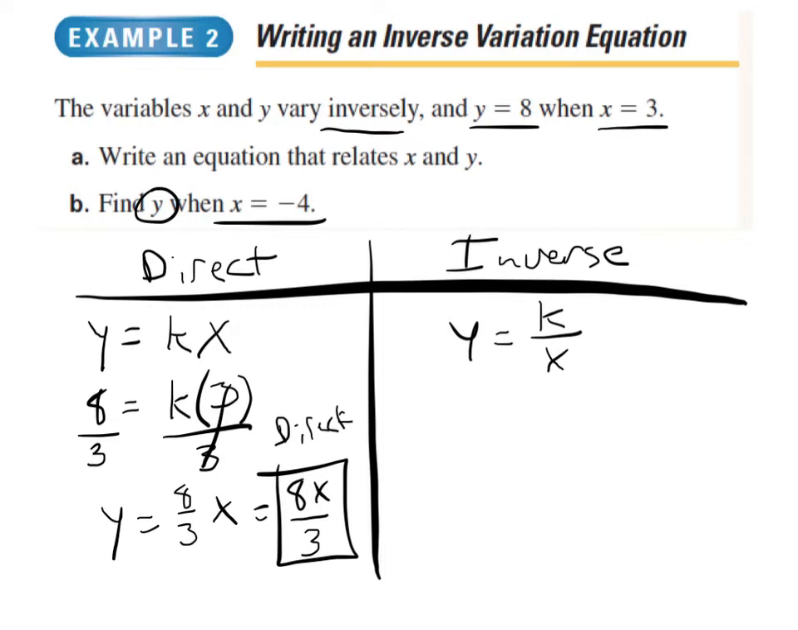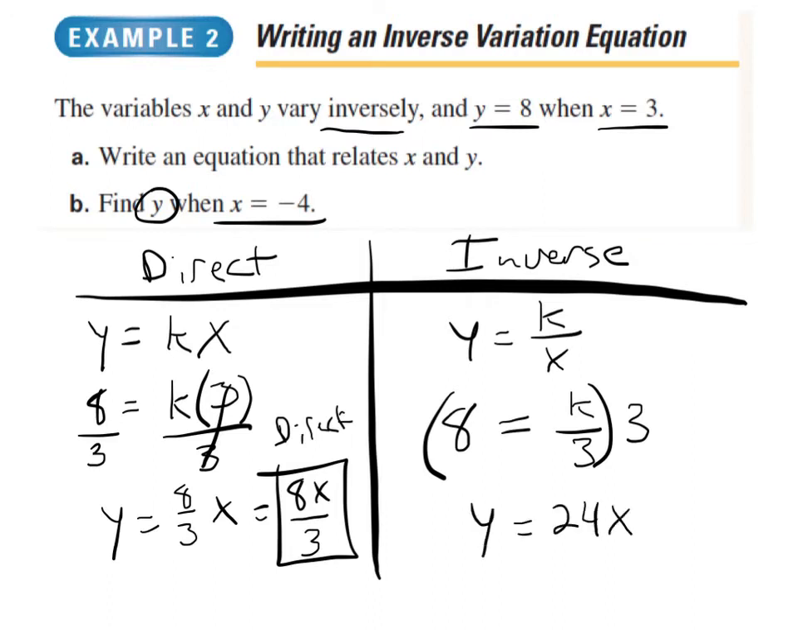Whereas with inverse, we end up with a different scenario. We would say, alright, well, 8 equals k over 3. And in order to solve for k, we just multiply both sides by 3, and then y equals 24 over x, because k equaled 24. So all you do is you really take this guy and you plug it back in for k right there, and you write the general form.